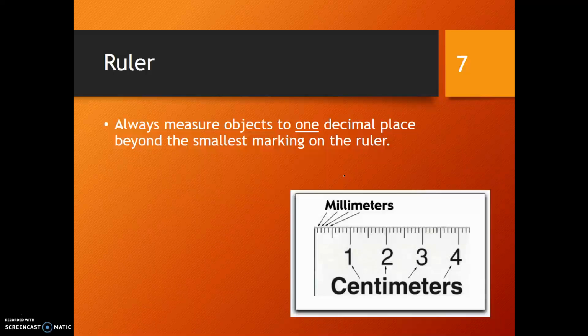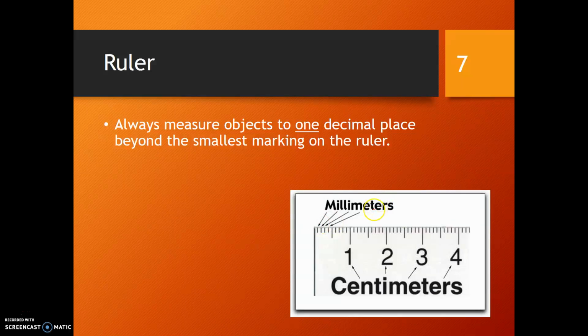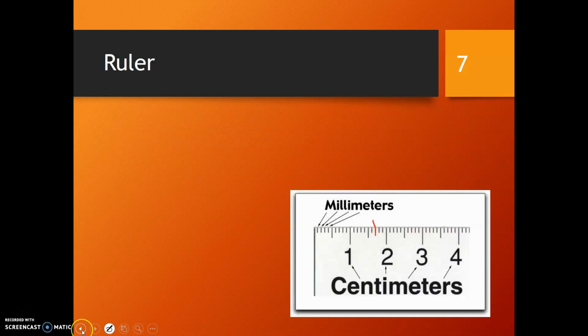When you're working with a ruler, you always measure objects to 1 decimal place beyond the smallest marking on the ruler. So in this case, you have centimeters, so you could measure, for example, something that has a length of, and I'm going to change colors here, and we're going to say that right here is the length of an object.